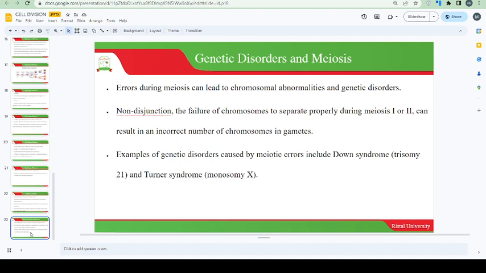Examples of genetic disorders caused by meiotic errors include Down syndrome, that is trisomy 21, and Turner syndrome, that is monosomy X.